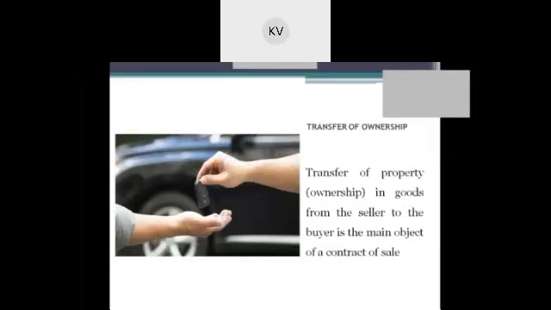Okay. And then transfer of ownership. How the ownership is transferred to somebody else. The transfer of property in goods from the seller to the buyer is the main object of the contract of sale. So definitely something we are going to give. Okay. The term property in the goods must be distinguished from the possession of goods.